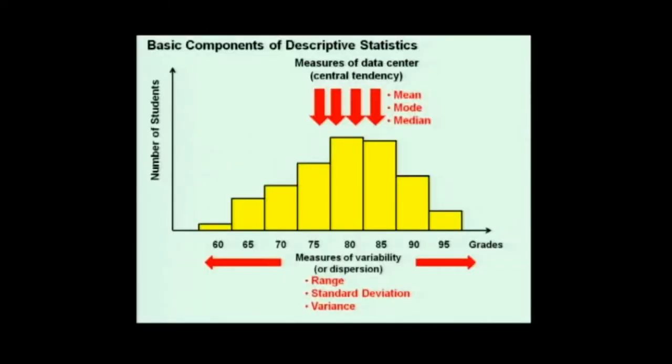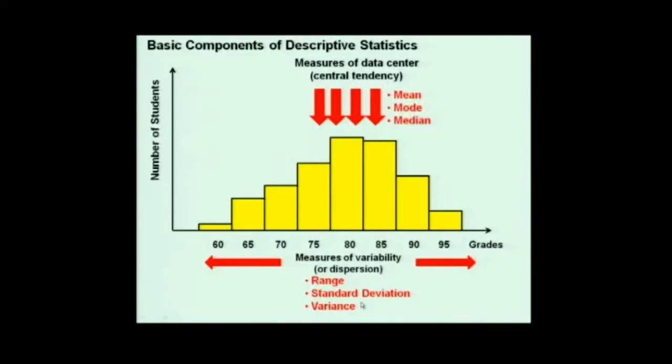By that, we have actually summarized how we calculate the central tendency measures, the mean, the mode, and the median, and how we calculate the range, standard deviation, and the variance, which are the measures of variability.